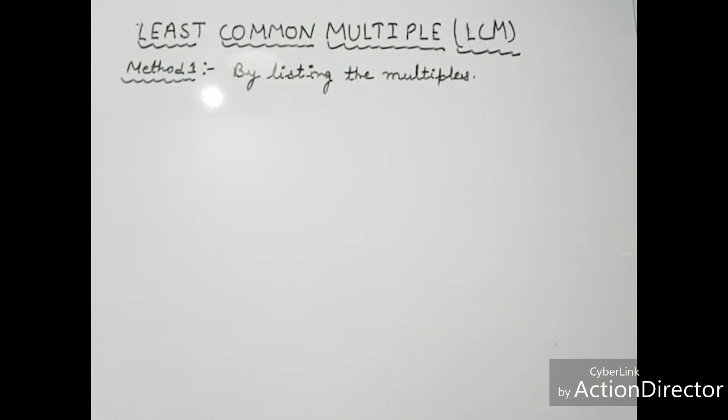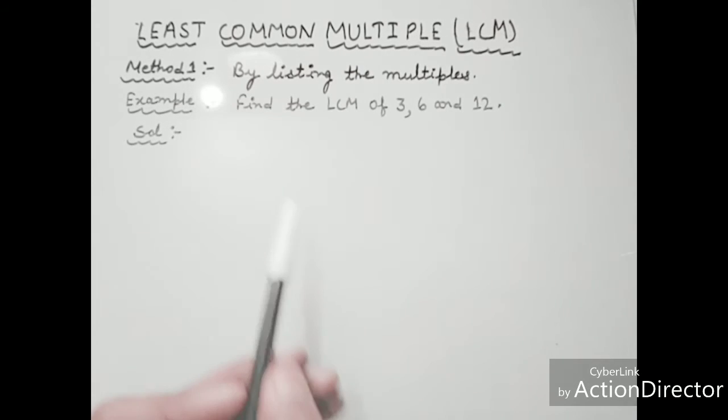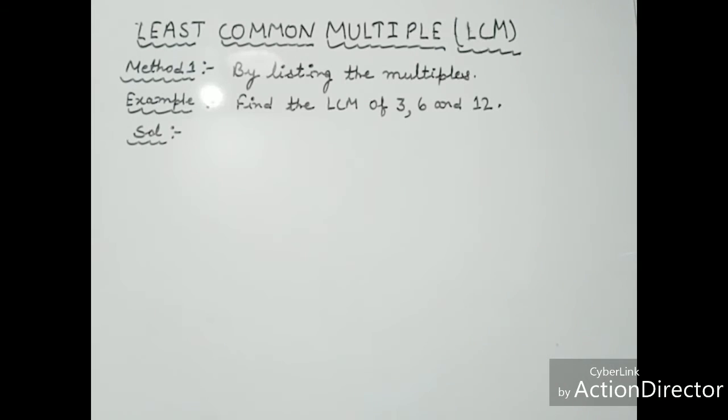Friends, here we revise least common multiple or LCM. LCM is the smallest number other than 0 that is a multiple of 2 or more counting numbers. It is the least number which is divisible by all the given numbers. So first we discuss method number 1, by listing the multiples. Now the example, find the LCM of 3, 6 and 12.